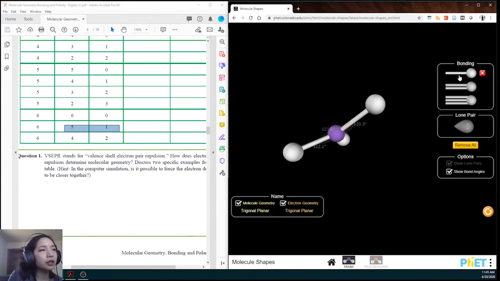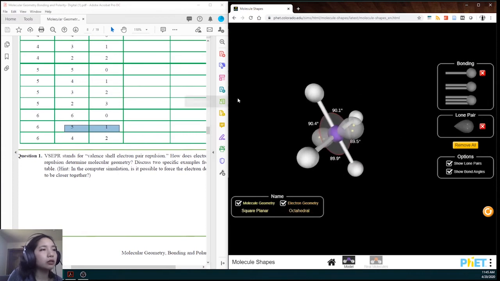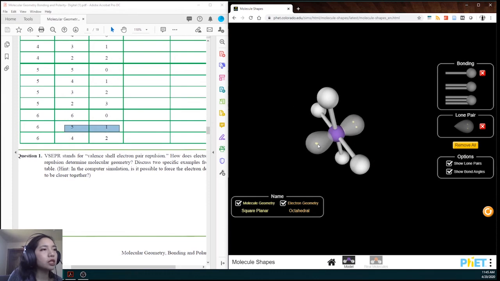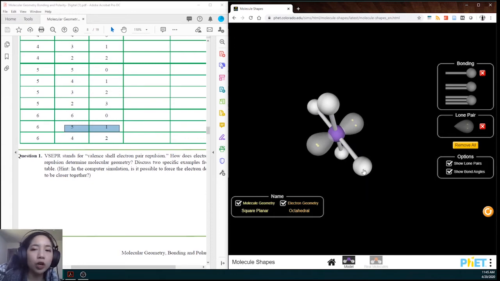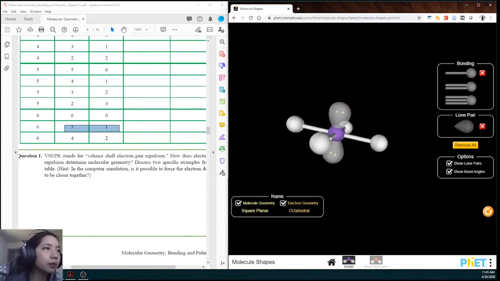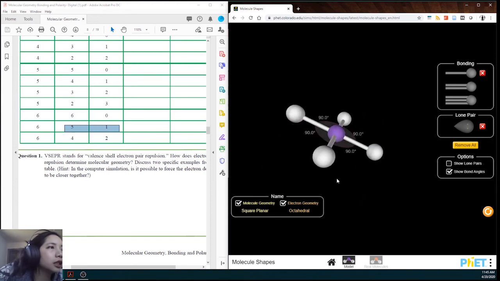And then the last one is 4 bond pairs, 2 lone pairs. So 1, 2, 3, 4 bonds, 2 lone pairs. See where those 2 lone pairs orient themselves to maximize the space between them. So that second lone pair won't go here, essentially. So see that shape? Here, I'll take away the lone pair so you can really see it.